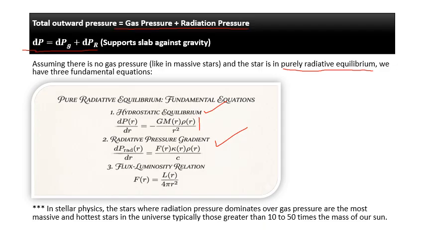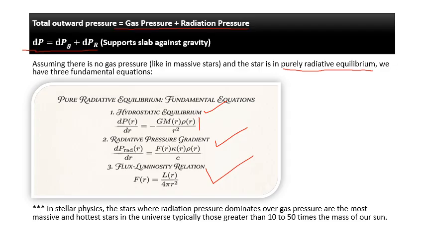Remember, we took the dr here, therefore it's the pressure gradient as we move inside the structure of the star. And we have the flux-luminosity relation, which is simply flux is equal to the luminosity divided by the spherical area.